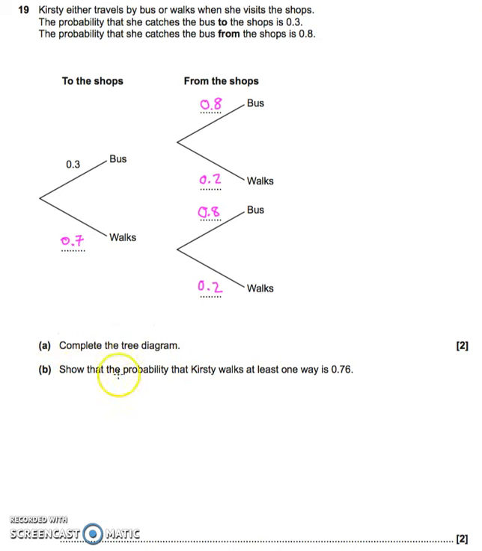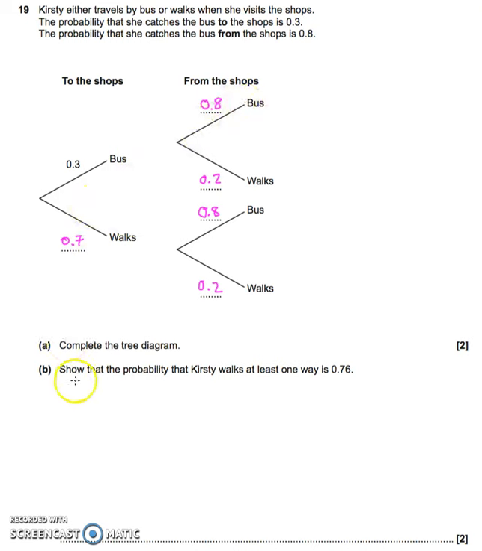And part B, we have to show the probability that Kirsty walks at least one way is 0.76. So we have to follow the strands along the probability tree. Now, when you follow the strands along a probability tree, you have to think about multiplying the numbers together. If we were to follow this strand, the chance she got the bus to the shops multiplied by the chance she got the bus from the shops would give us the chance she got the bus both ways.